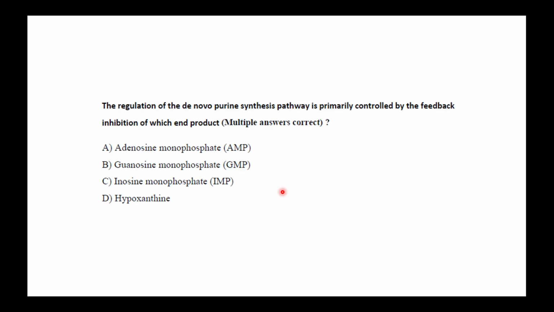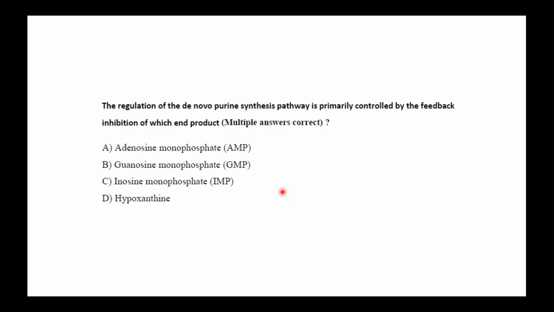Moving to the next question, the regulation of the de novo purine synthesis pathway is primarily controlled by the feedback inhibition of which end product? The regulation of de novo purine synthesis pathway is primarily controlled by the feedback inhibition of which end product? And multiple answers could be correct in this question, so be mindful of that.